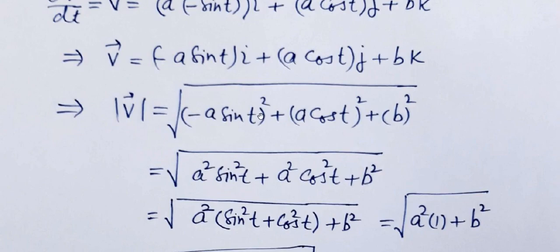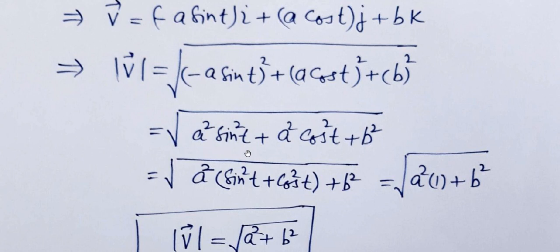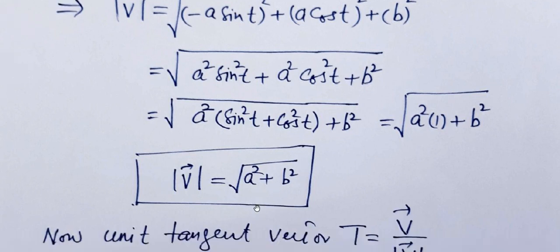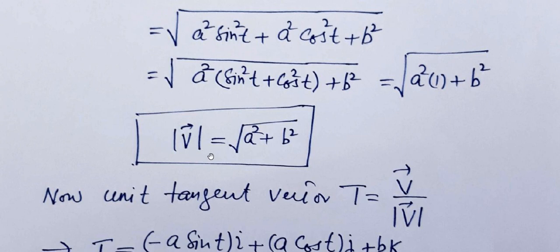If I take (−a sin t) whole squared, it becomes a² sin² t, because the power is even, so the minus becomes plus. So it will be a² sin² t plus a² cos² t plus b². From here I can take a² common, so it will be a²(sin² t plus cos² t) plus b², and the formula sin² t plus cos² t is 1. So it will be a²·1 plus b². If I simplify, this will be the square root of a² plus b². So this is your magnitude of v.